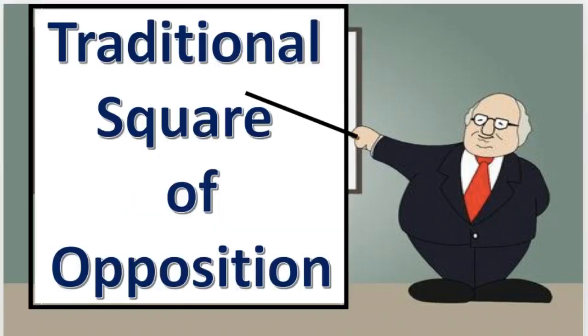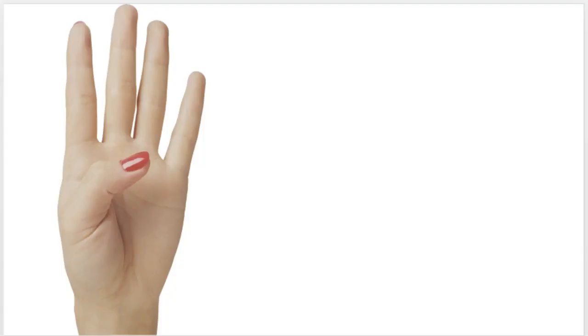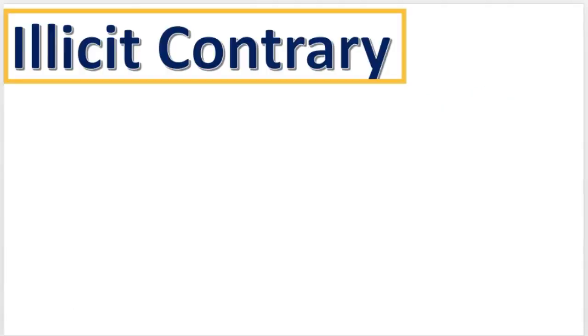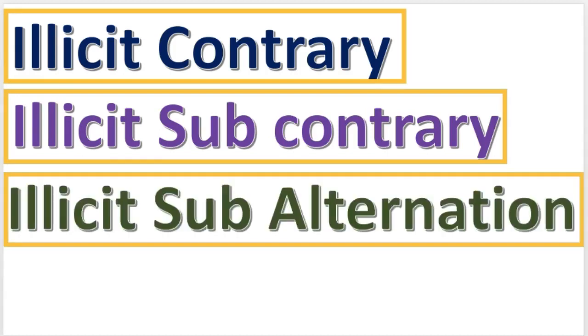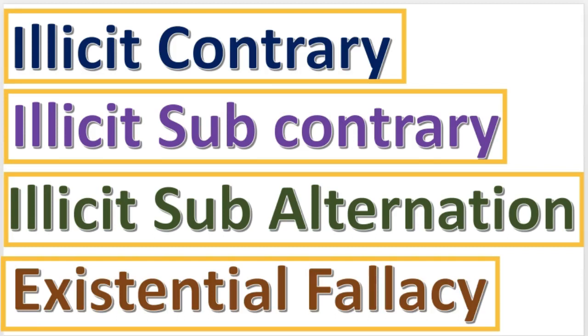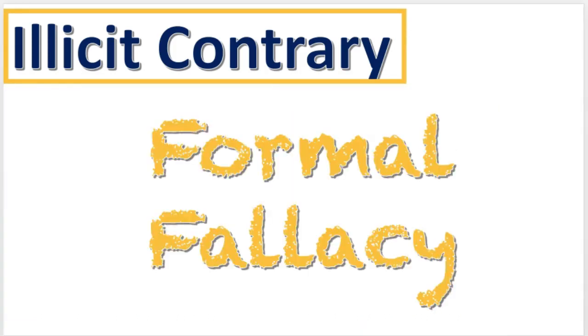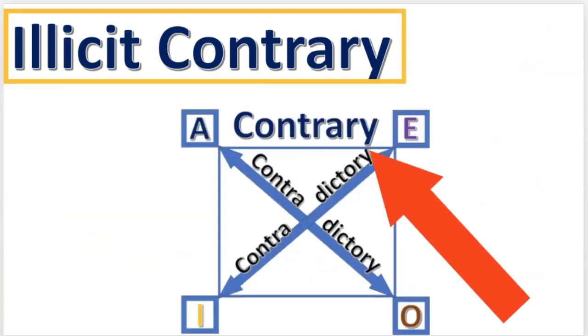Evaluating inferences using the traditional square of opposition is the topic of this video. Four formal fallacies can arise, namely illicit contrary, illicit subcontrary, illicit subalternation, and the existential fallacy. So again, illicit contrary. This fallacy occurs when a conclusion is drawn improperly from the contrary relation.